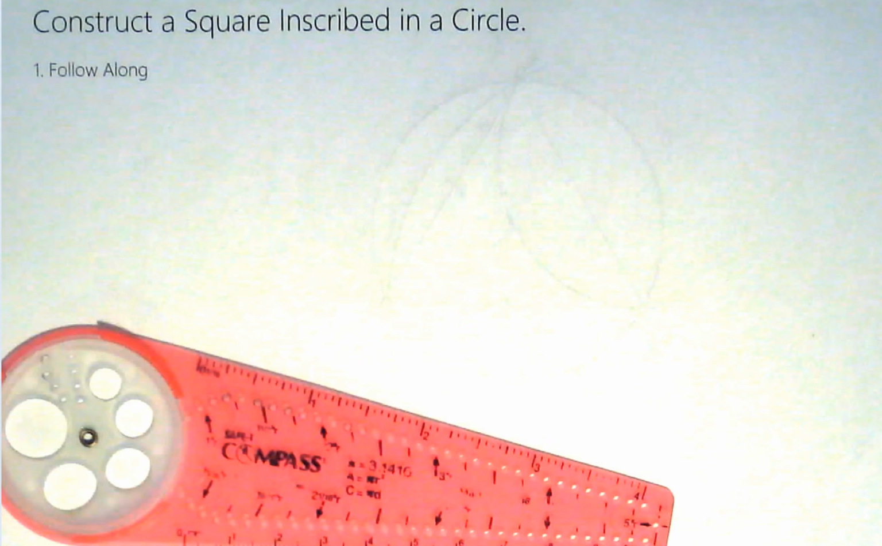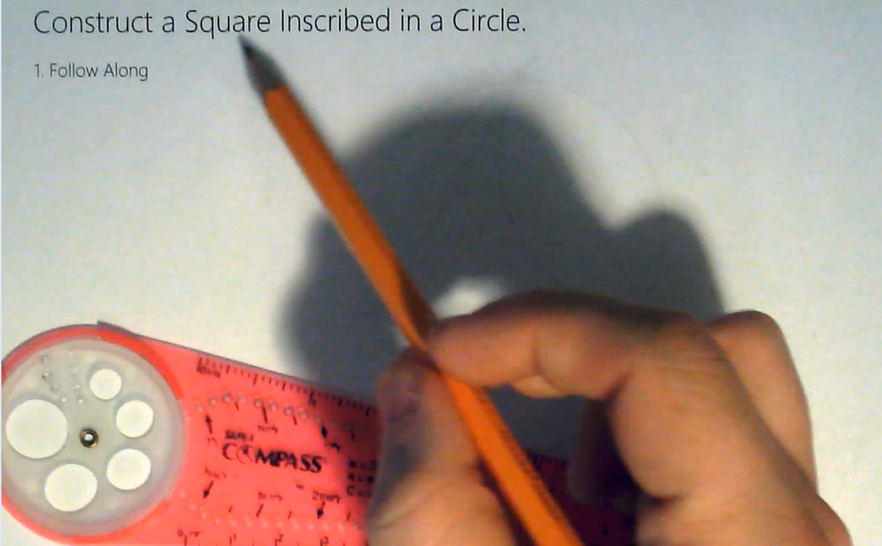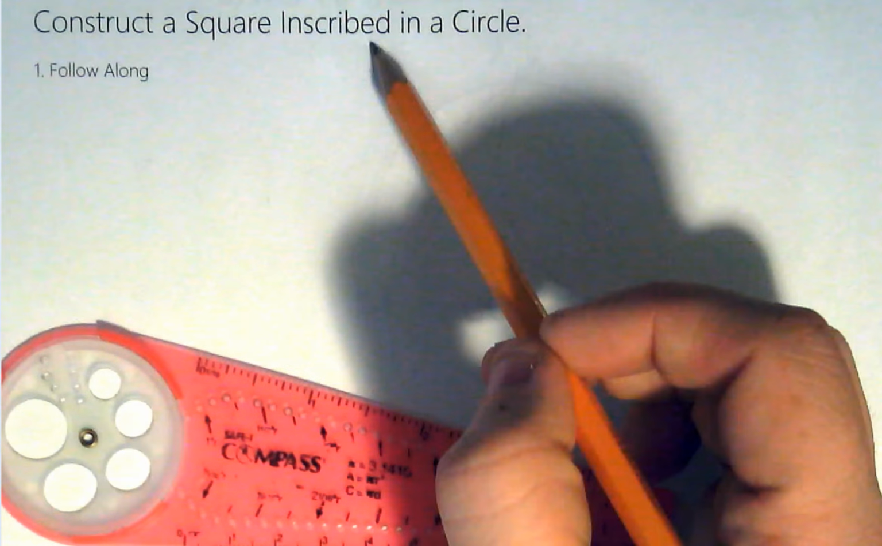Okay, in this video you're going to learn how to construct a square inscribed in a circle. So we all know what a square is. It's just a four-sided shape. All sides are equal and all four angles are right angles. And it's inscribed in a circle, meaning that all four of those right angles have to have vertices on the circle.